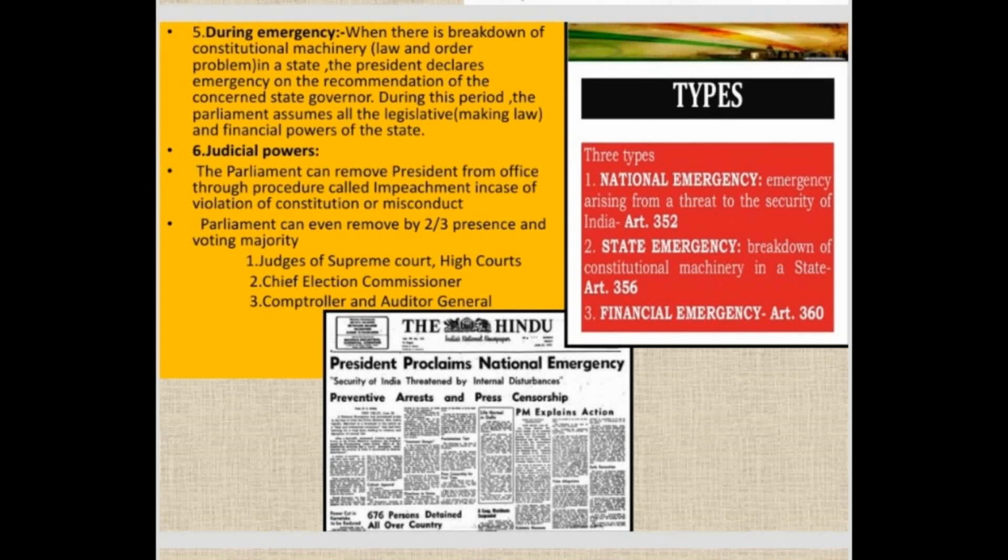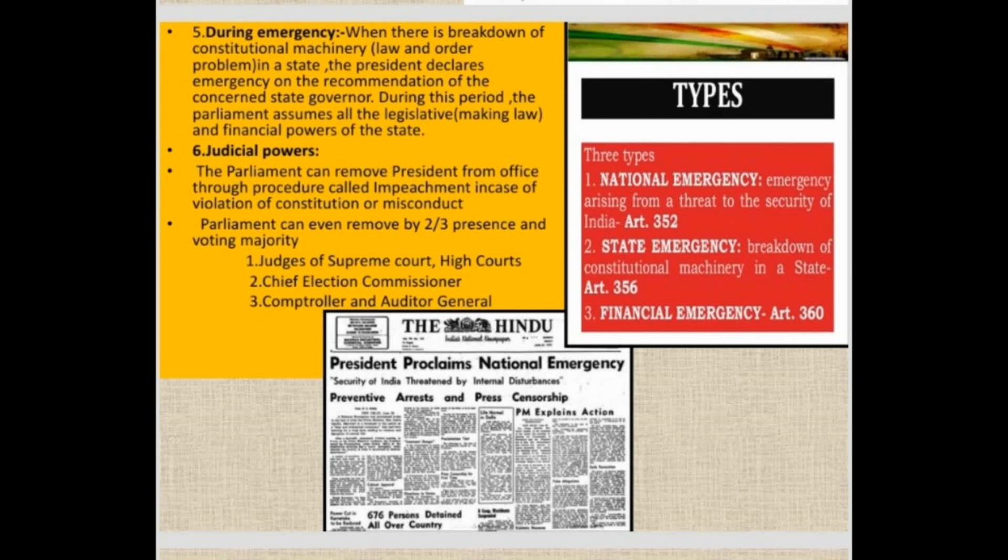the state. And for making such emergencies in the state, the parliament will be involved, and through the president the emergency will be declared in the state. During such emergency situations, the parliament will take up all the law-making process and financial matters of that particular state. Sometimes the parliament has even passed the budget for a particular state during emergency situations.